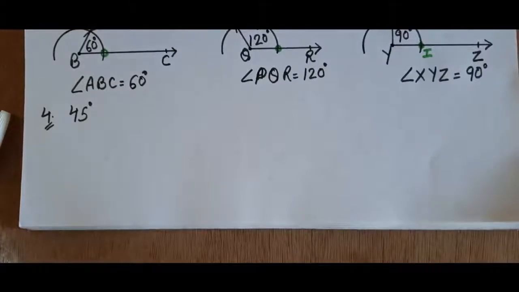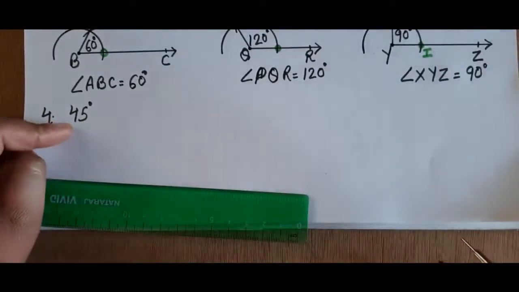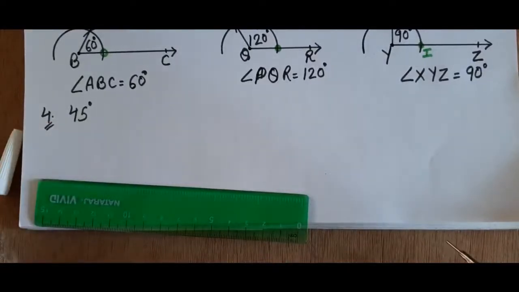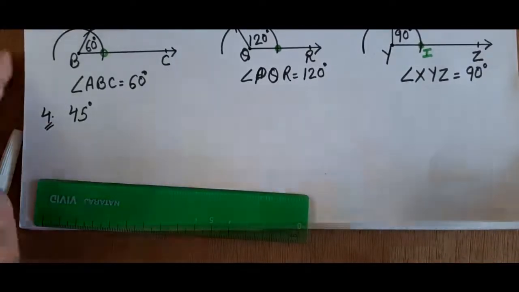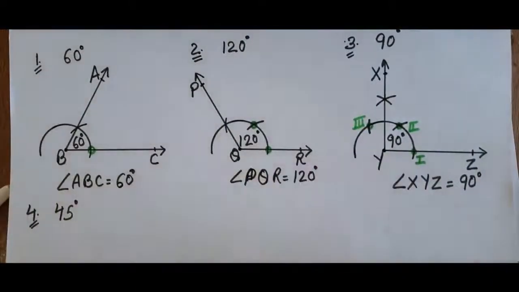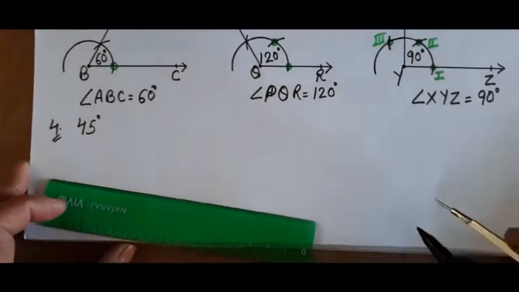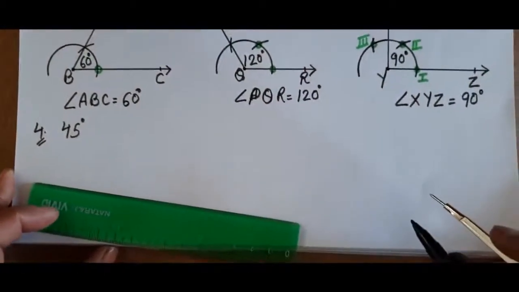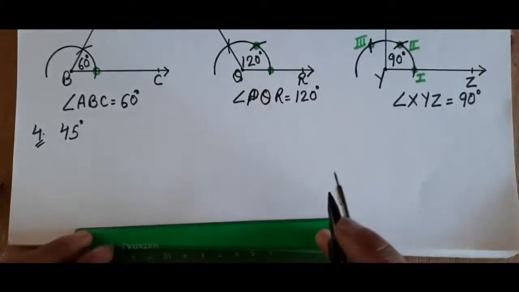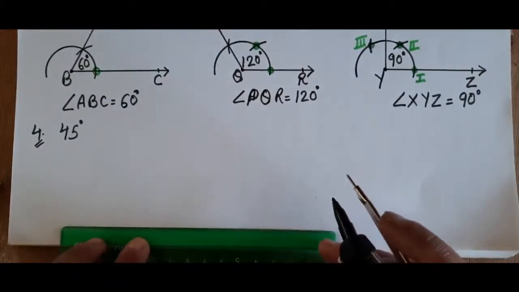Now we will make an angle of 45-degree. Right? And you know that 45-degree is half of 90-degree. Right? So we will bisect the angle of 90-degree here. So we will make an angle of 90-degree first, and then we will bisect it. Okay. So firstly we will make an angle of 90-degree.